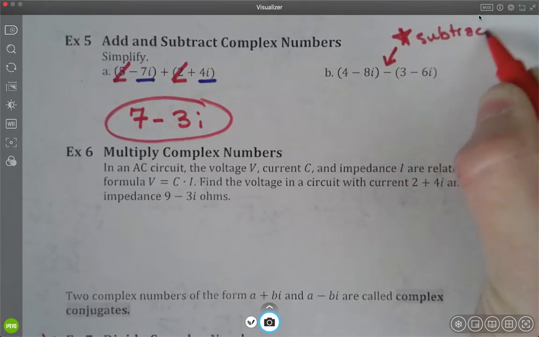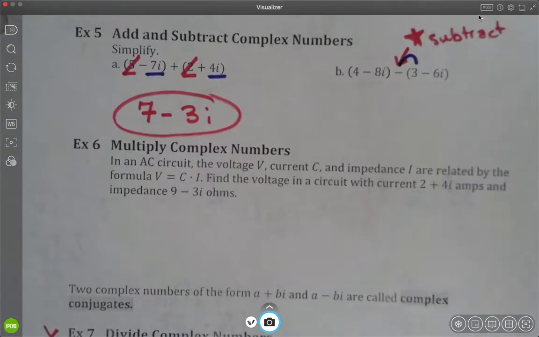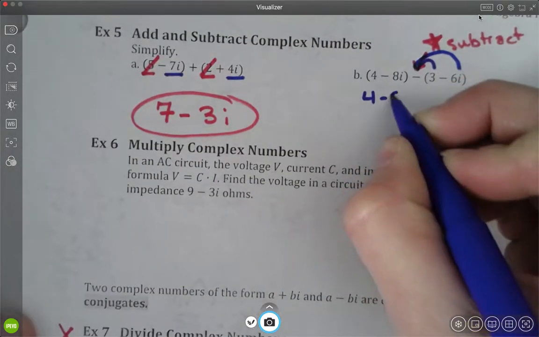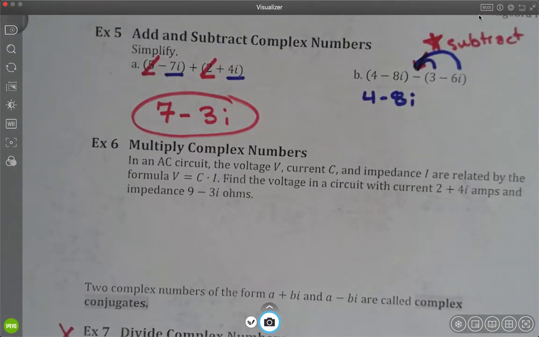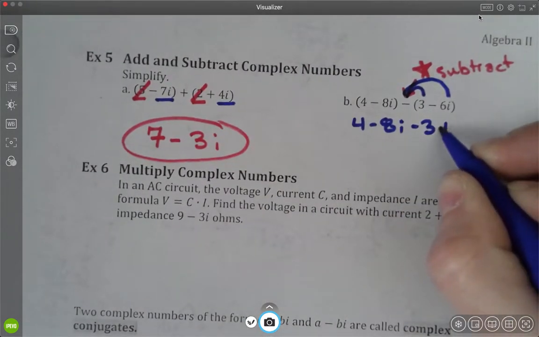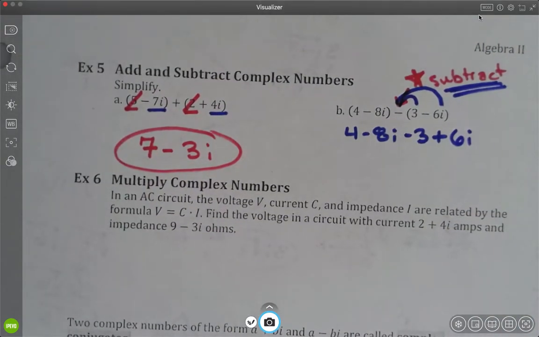Okay? And anytime you're subtracting, you need to be very, very careful because this negative makes not only the 3 negative, but also this second one negative. And since the second one's already negative, you're going to turn it positive, right? So I'm going to rewrite this total thing without the parentheses. 4 minus 8i is not going to change. But then the 3 is going to become negative 3, and then plus 6i. So anytime you have subtract, put a little star right there because you need to distribute the negative, right? That's the thing that you do.